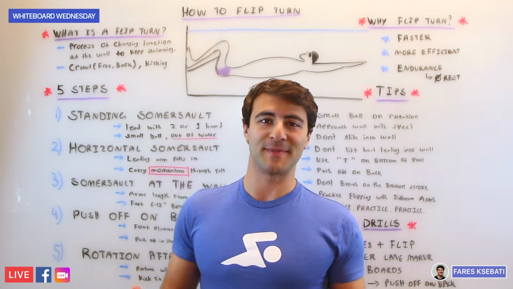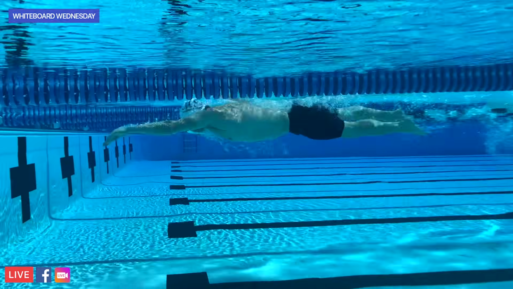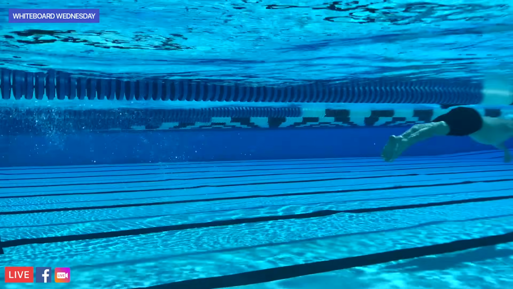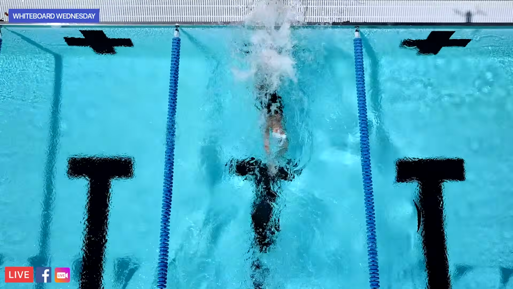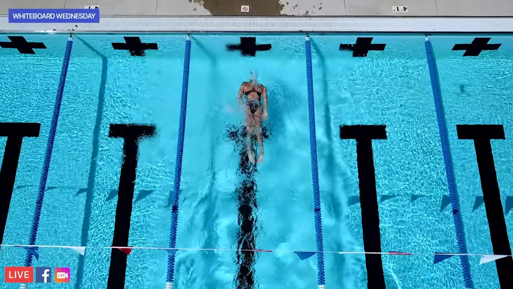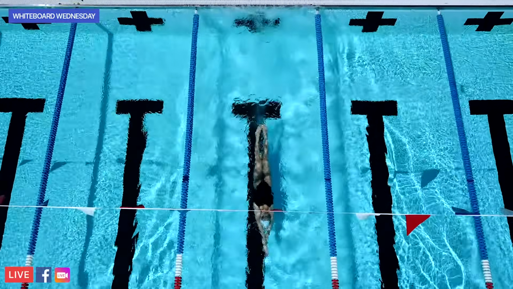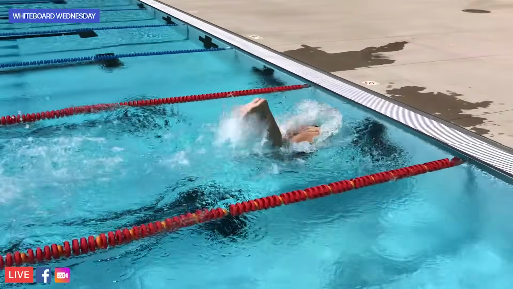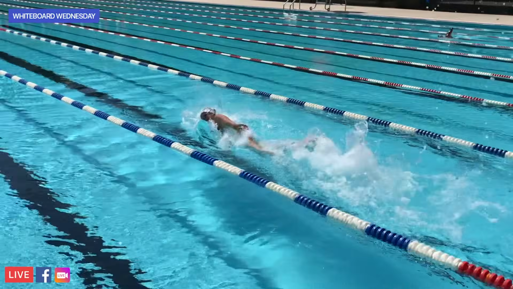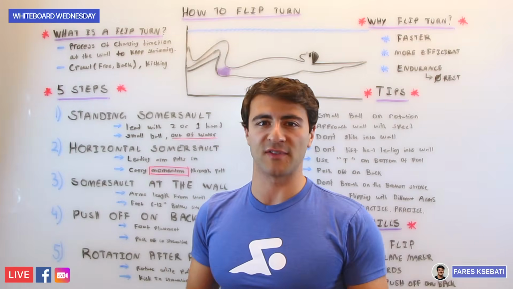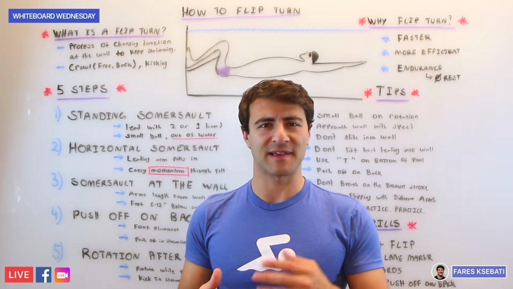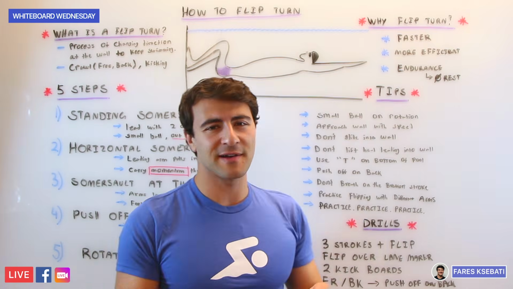To put a definition behind a flip turn, it's simply the process of changing direction at the wall to keep continuously swimming. Now this is applied in our crawl strokes, so this is freestyle and backstroke, along with kicking. So if you kick and streamline on your back, this allows you to continuously move through a set without having to stop, take a breath at the wall, and then push off again. It's one continuous motion. And if you understand why this is so important, you'll get some context as to why we do it. So we do this because it's faster.